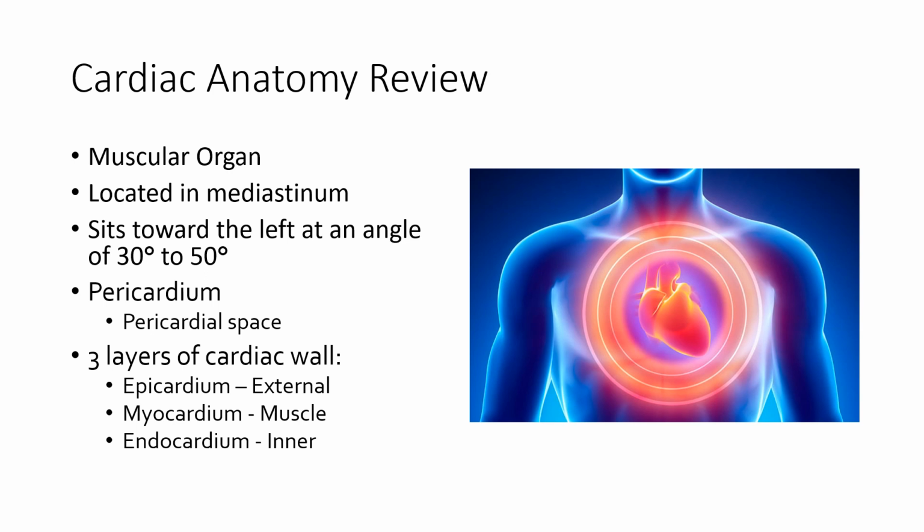This is one of the reasons it's a little tricky to get the positioning right if you're doing a MUGA scan or an equilibrium scan. But this is also why we process the heart the way we do and reconstruct it into short axis, vertical long, and horizontal long, rather than transaxial, coronal, and sagittal, because it doesn't lie in the same planes.